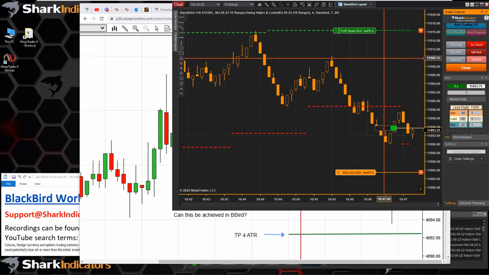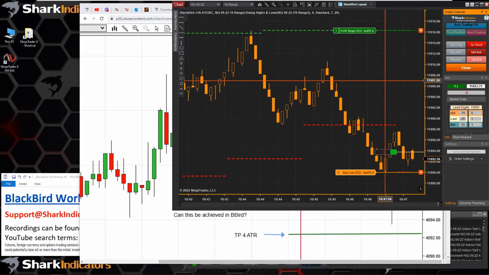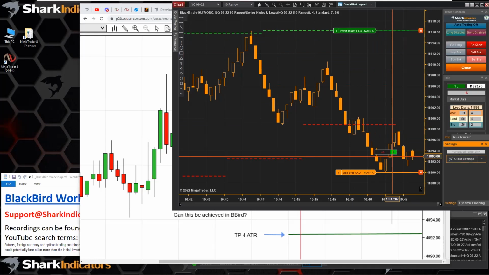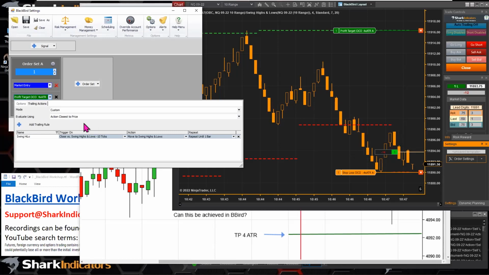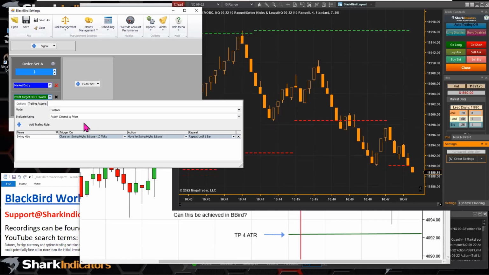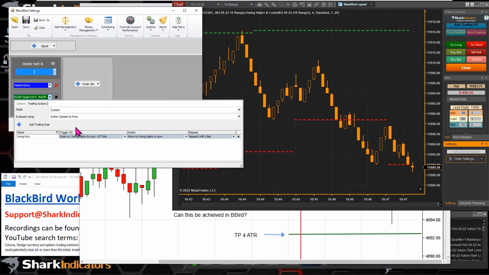Apparently there's a little bug in the trailing rolls for profit targets. The profit target trailing rolls is ignoring the evaluate, but that's how it's supposed to work. So we'll have to get that fixed, that will have to be repaired. But this is how you would set that up.